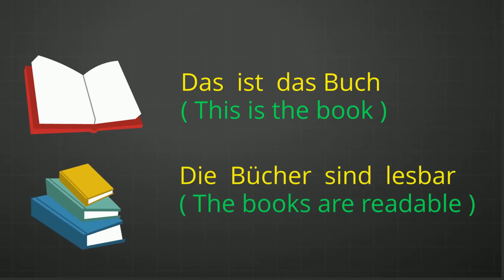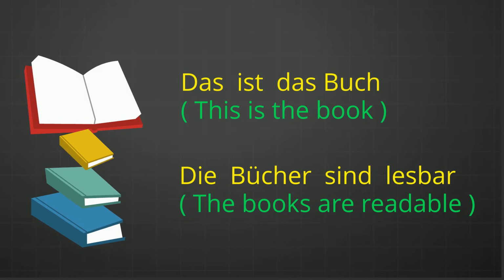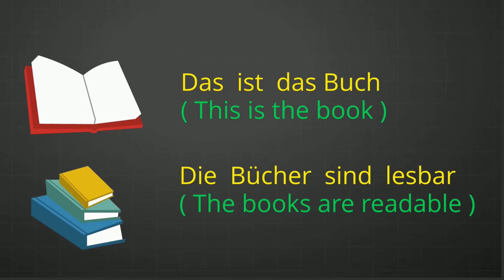Die Bücher sind lesbar. Books are readable. So here, what are readable? Books are readable. So books is a plural noun. That is why the nominative article used is die. So die Bücher is the subject in the sentence.